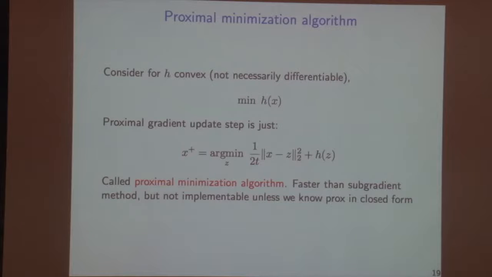If you just give me a generic convex function that's not necessarily smooth, I will likely be able to compute its subgradients. That's pretty generic. But being able to compute its prox operator is a lot harder. So people don't really use this much anymore, although in principle, if we could, it would be faster than subgradient method.